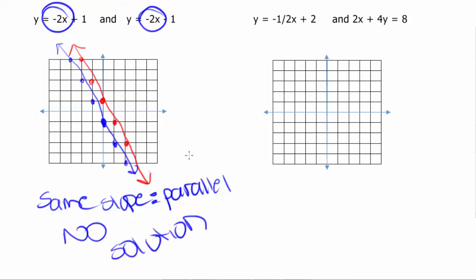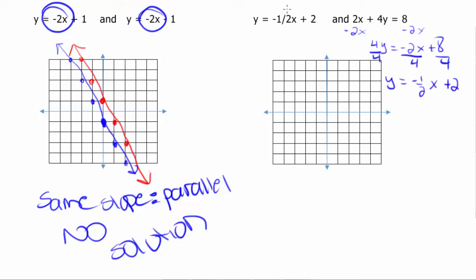Now over here, you notice this one's in slope-intercept form, but this one isn't, so we have to get it there. So we have to subtract 2x. So we have 4y equals negative 2x plus 8, and then we have to divide everything by 4. Y equals negative 1/2 x plus 2.